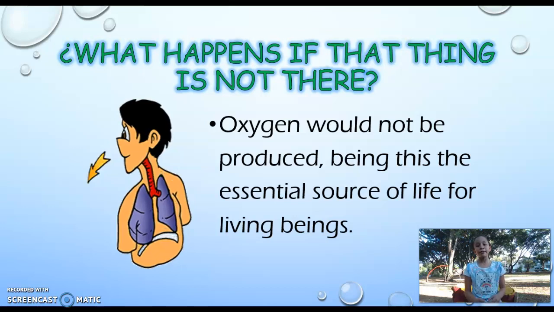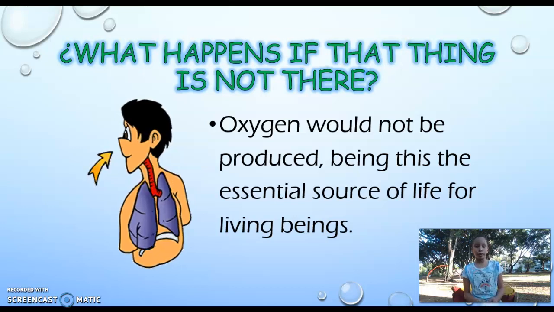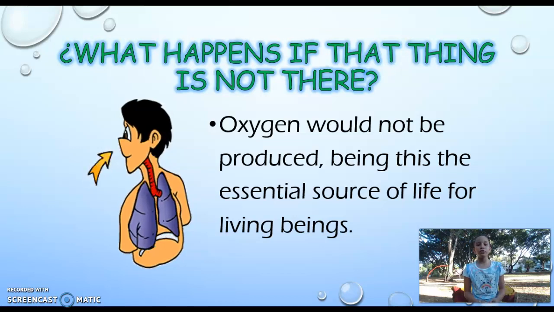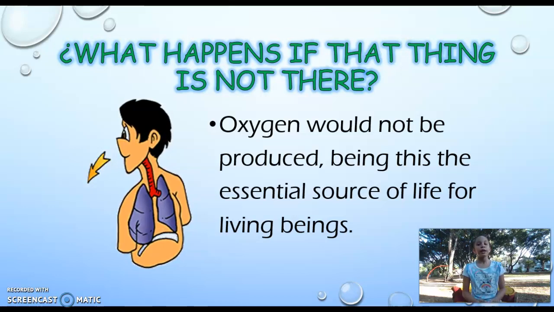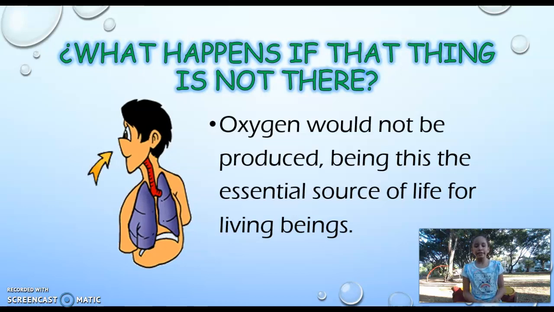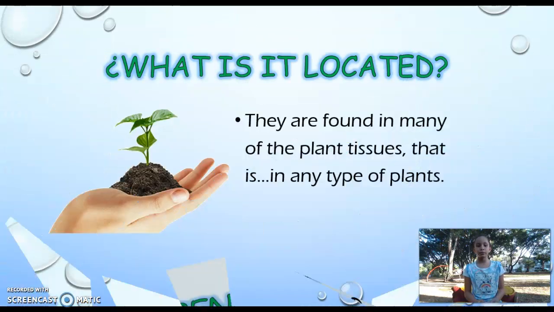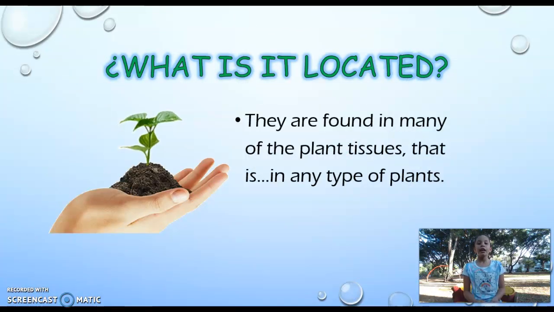What happens if the plant cell is not there? If the plant cell is not there, oxygen will not be produced, this being the essential source of life for living beings. Where are they located? They are found in many of the plant tissues, that is, in all types of plants.